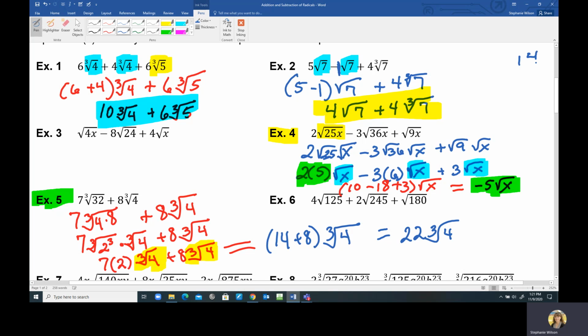A little side note: sometimes it makes it easier if I write it here on this paper. But that's adding and subtraction of like terms using radicals.